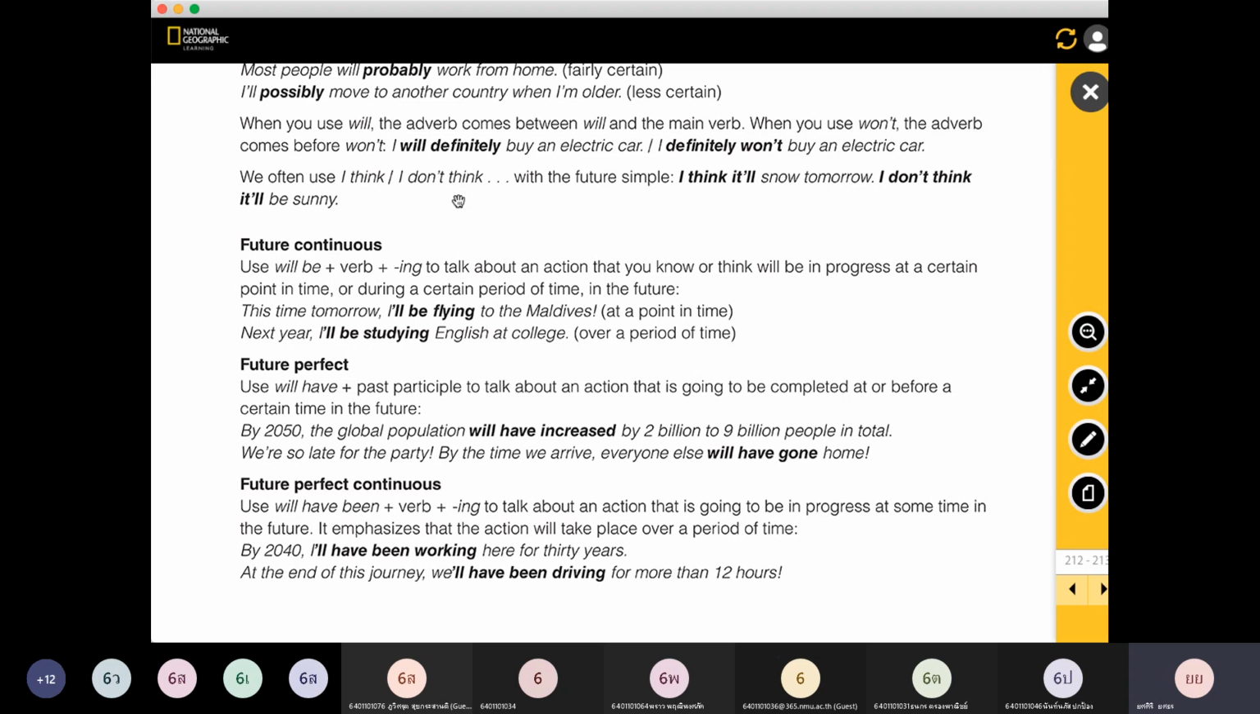And the last one is the future perfect continuous. The future perfect continuous is about an action that will be going on or continuing at a specific point in the future.